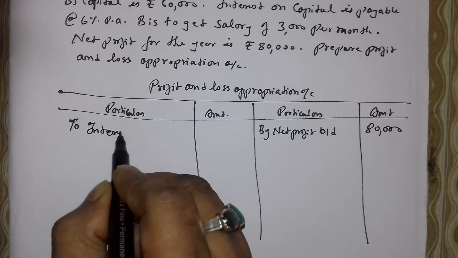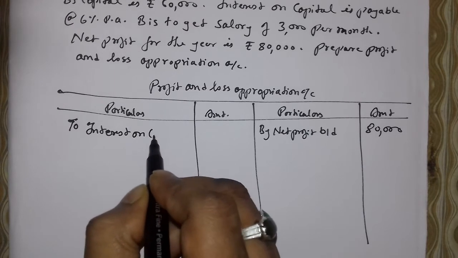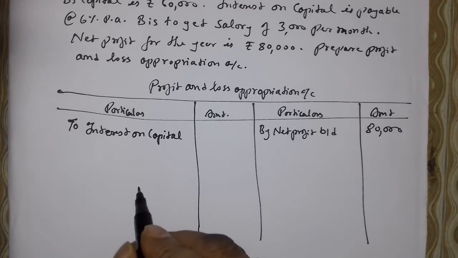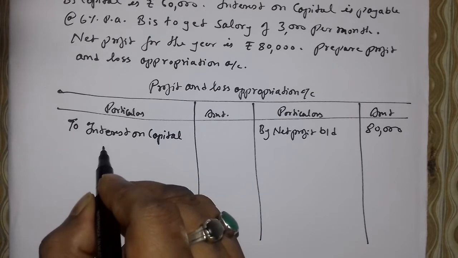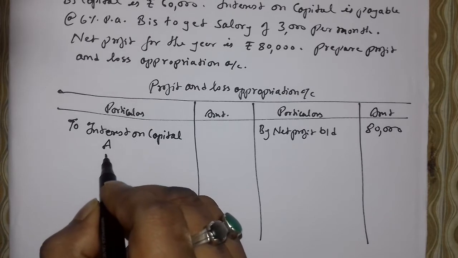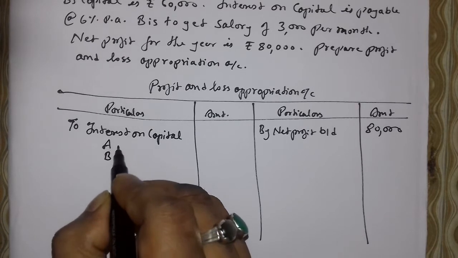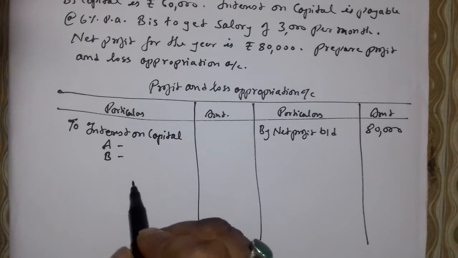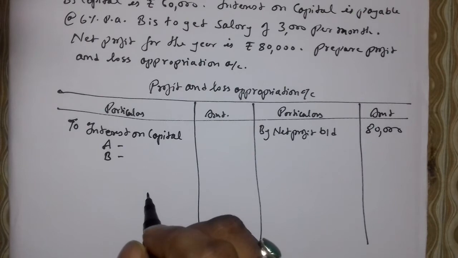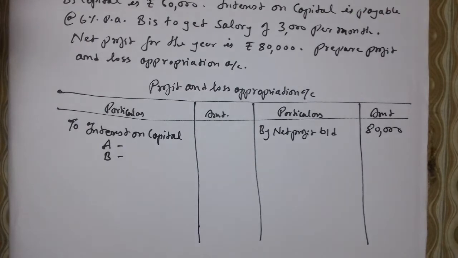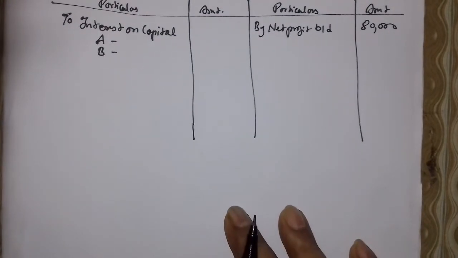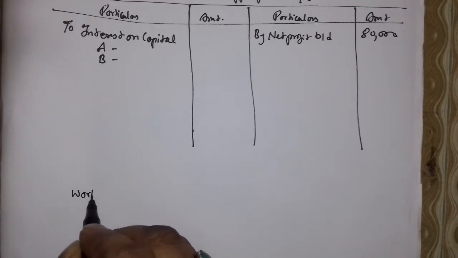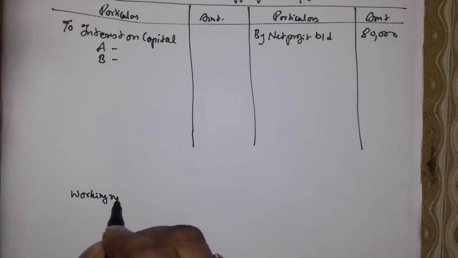To interest on capital, okay, which is to be divided between A and B, means which is to be given to A and B. A का इंटरेस्ट ऑन कैपिटल निकालना है और B का इंटरेस्ट ऑन कैपिटल निकालना है. अब निकालेंगे कैसे, उसके लिए नीचे आ जाओ वर्किंग नोट में. Now see the working note.